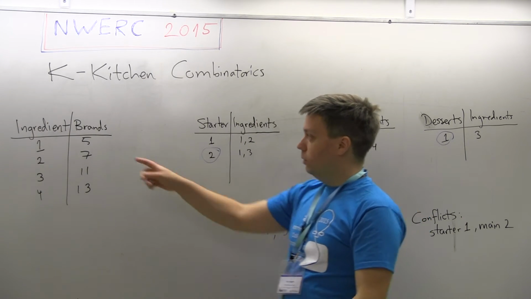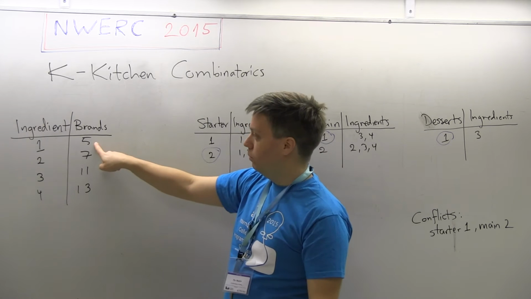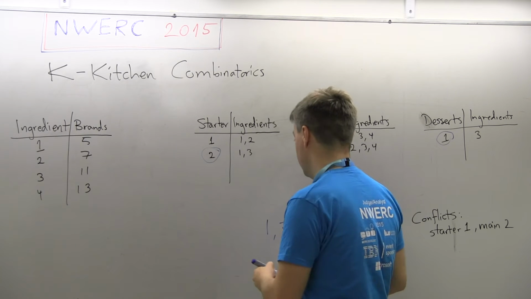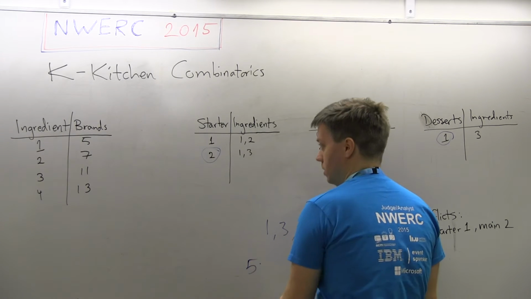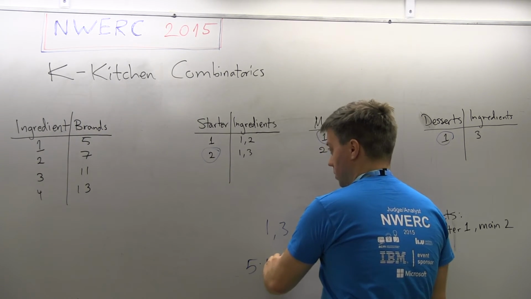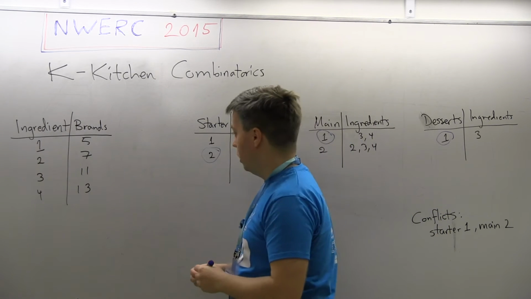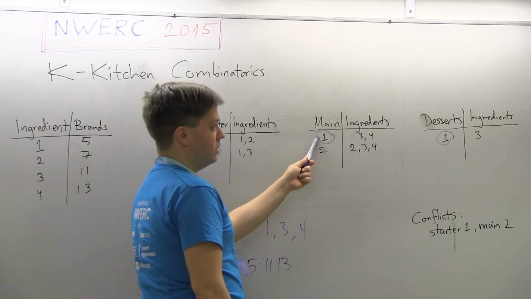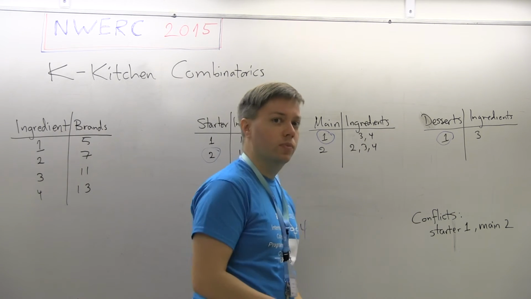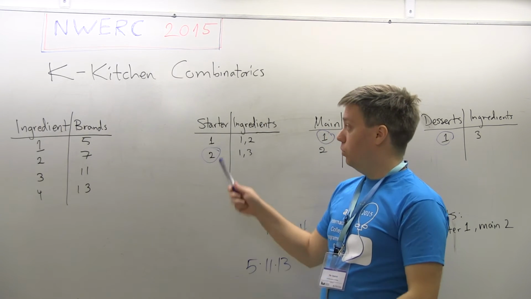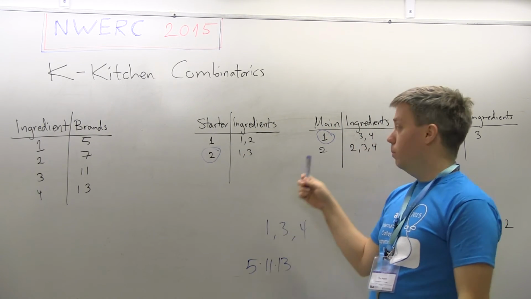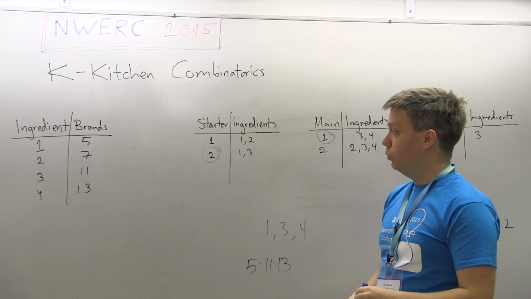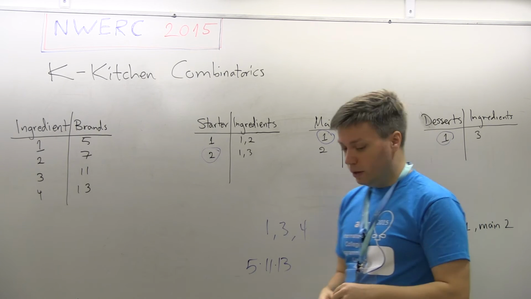Then we look at the table of ingredients and we see that ingredient 1 has 5 possibilities, 3 has 11 possibilities, 4 has 13 possibilities. So there are 5 times 11 times 13 different ways of making the dinner by choosing this specific starter, this specific main course, and this specific dessert. Then we simply loop through all possible starters, mains, and desserts. There are only 25 of each of them, so there are 25 cubed, which is a very small number of possibilities.